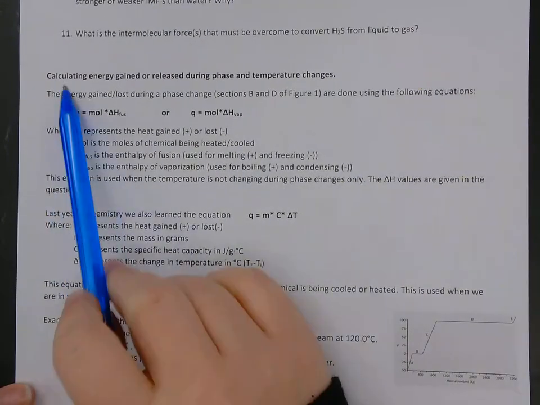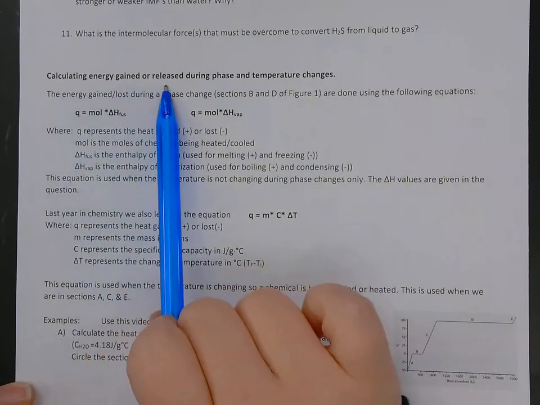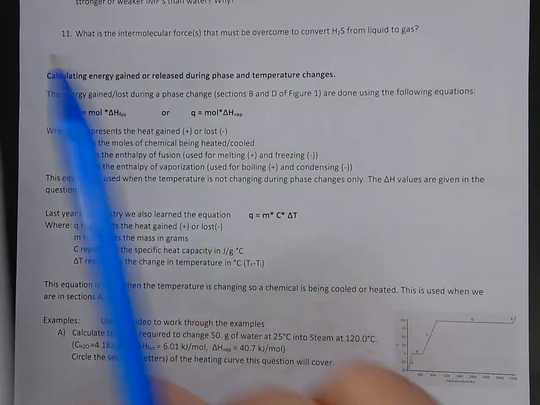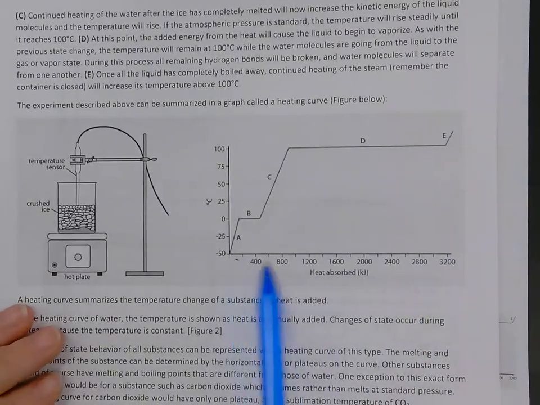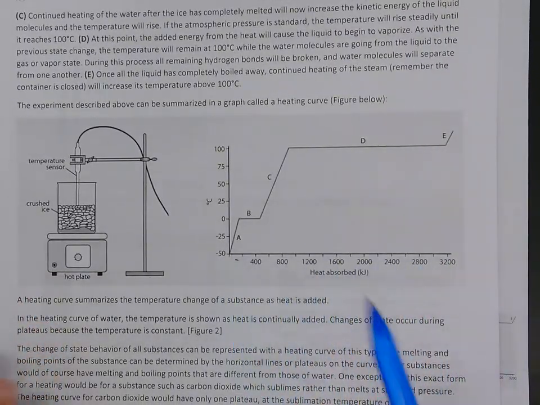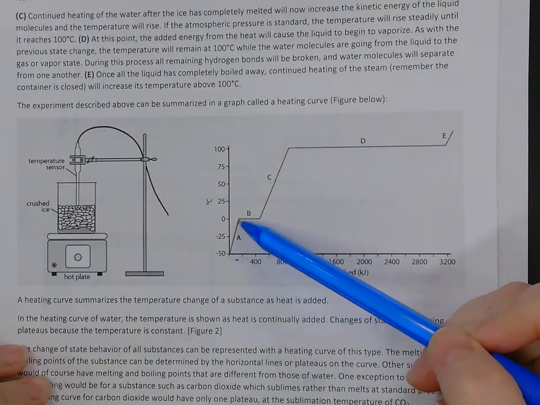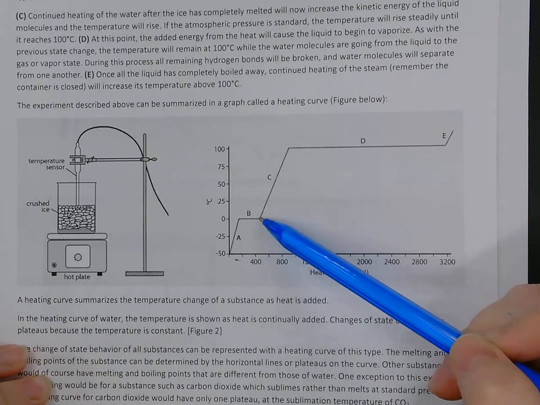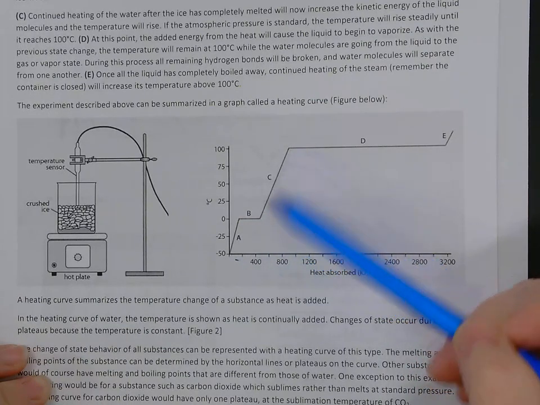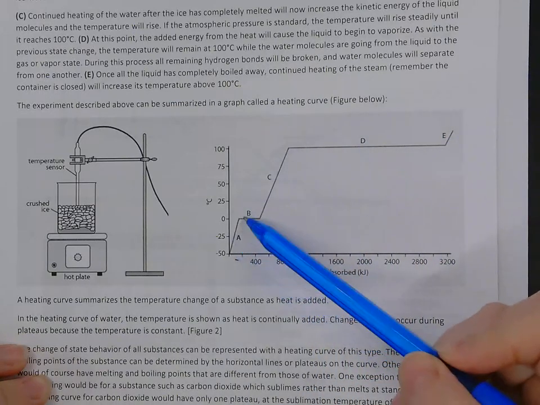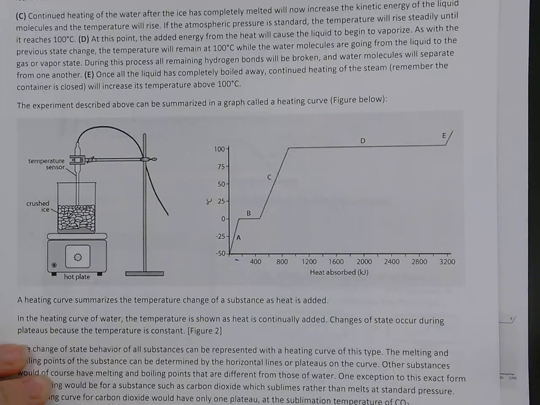All right, we are going to take a look at calculating energy gained or released during phase and temperature changes. So you've been exploring heating curves, which show us the amount of energy or heat absorbed by a substance as it changes temperature or changes state of matter. So we can heat something up, or we can melt it or freeze it. We can heat or cool something, or boil or condense it, or heat gas. So different sections of this heating curve fall into different parts of the heating process and phase changes.